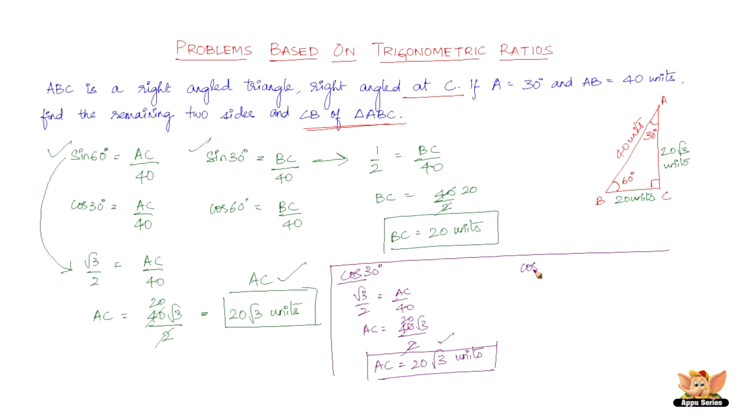So now let's use cos 60 degrees equals BC by 40. So cos 60 is 1 by 2. So 1 by 2 equals BC by 40. BC equals 40 by 2, which is nothing but 20. So BC equals 20 units. So that is also verified.